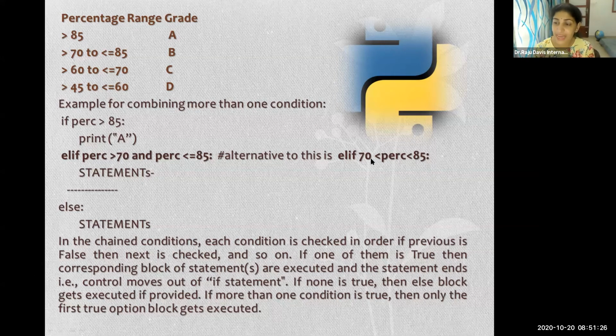The rest of the statements I haven't written, you need to write them. So first you copy down the question. 72 less than or equal to 85, 62 less than or equal to 70, 452 less than or equal to 60. It is D. And one else statement you can write, the grade is E. One else statement you can add to your question, or when you write the program, you can write it as E, failed, less than 45.